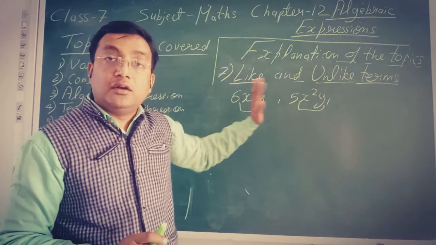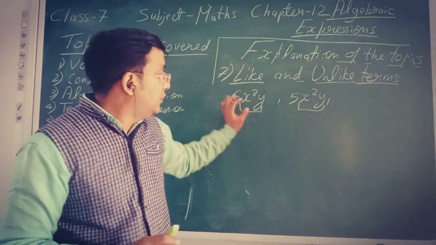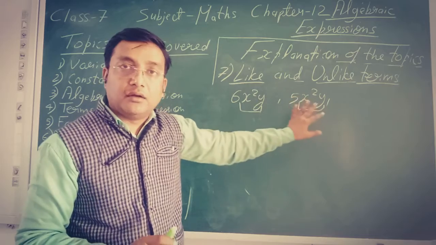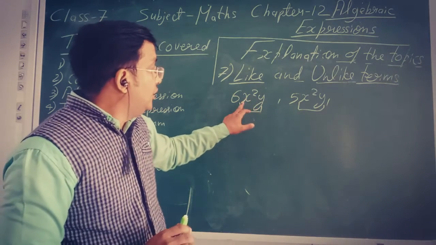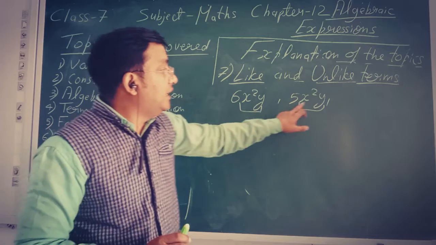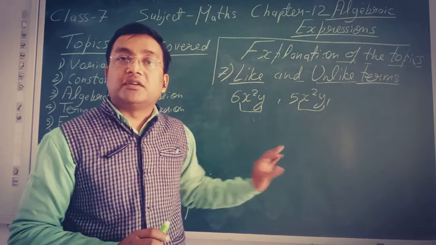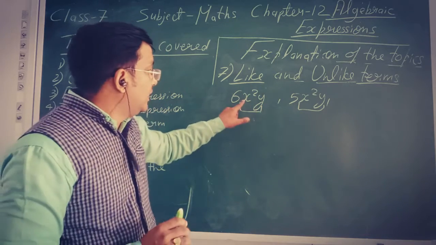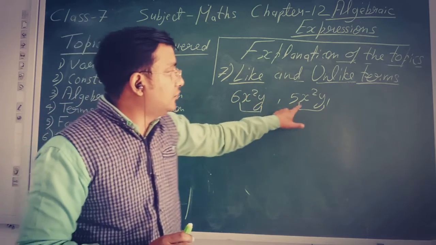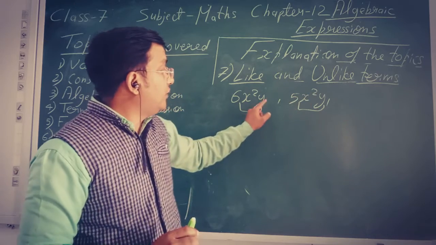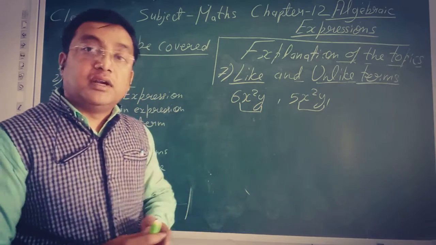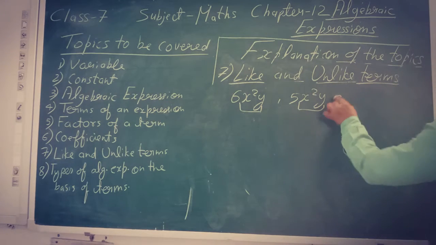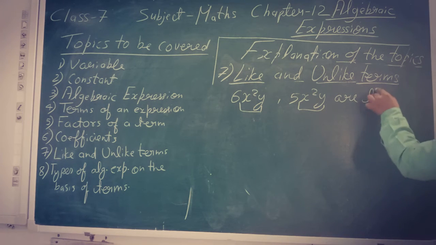If they are not same in the literal part. Here, you can say that x square y and x square y, they both are exactly same. X to the power 2 is here, here is also to the power 2. Y is there, y to the power 1 is also here. So we can say that these two are like terms.